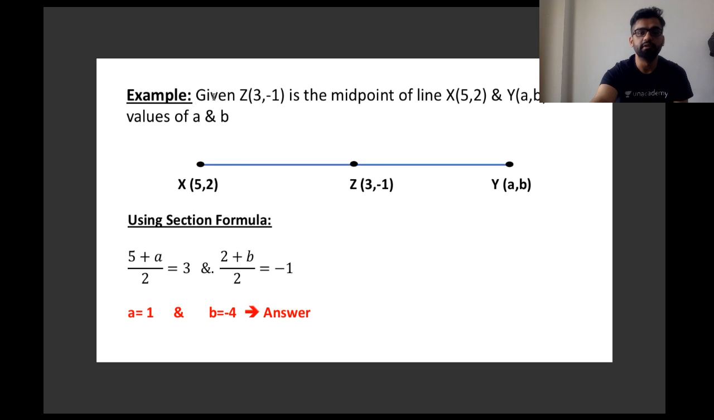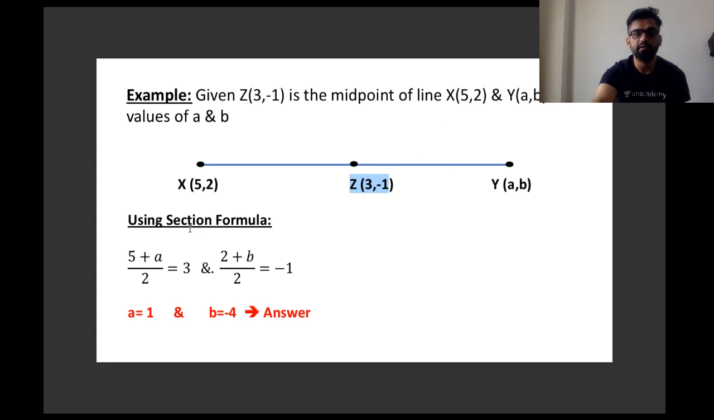Let's do an example. Given Z (3, minus 1) is a midpoint of line X (5, 2) and Y (a, b). Find values of a and b. X (5, 2) and Y (a, b). There's a line joining these 2 points, X and Y, and Z (3, minus 1) is a midpoint. You have to find out the values of a and b.